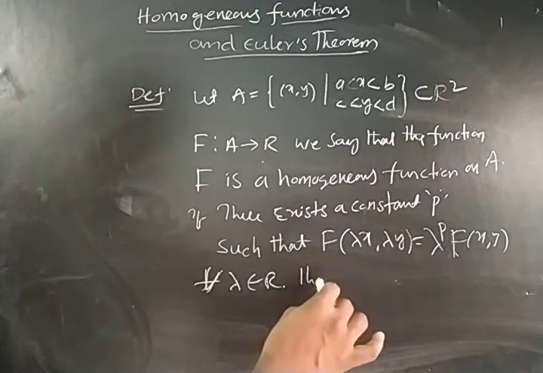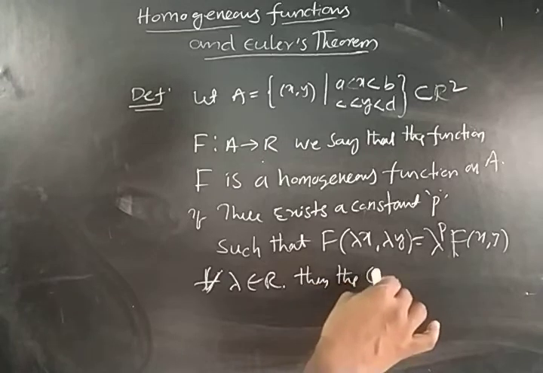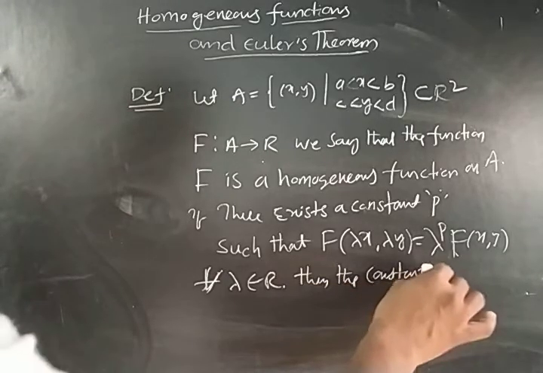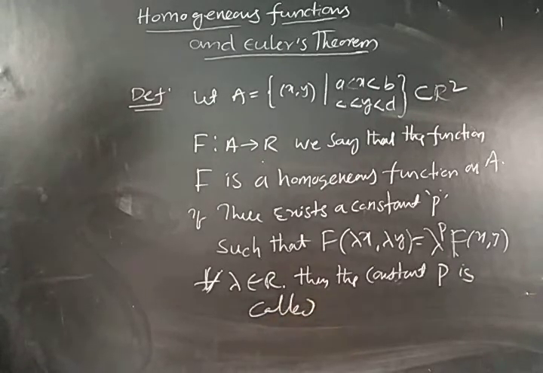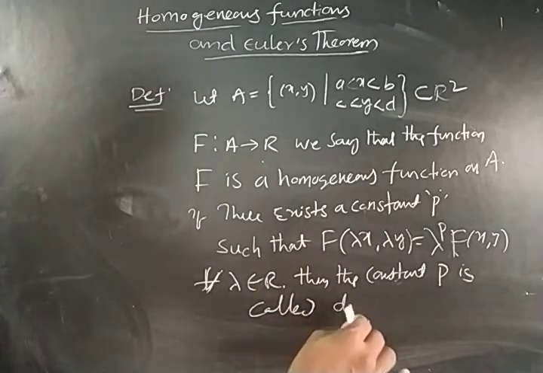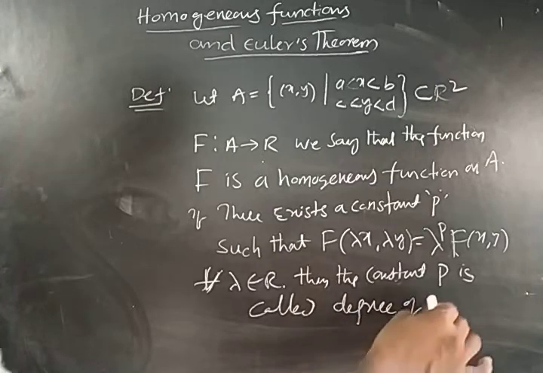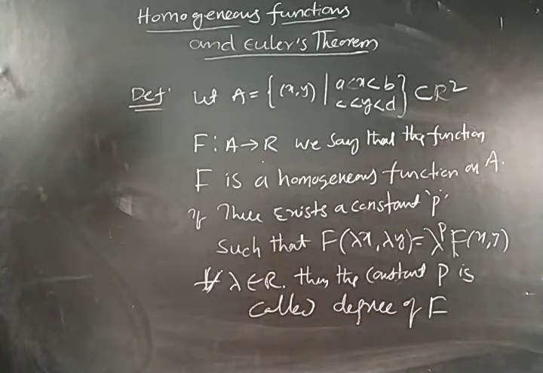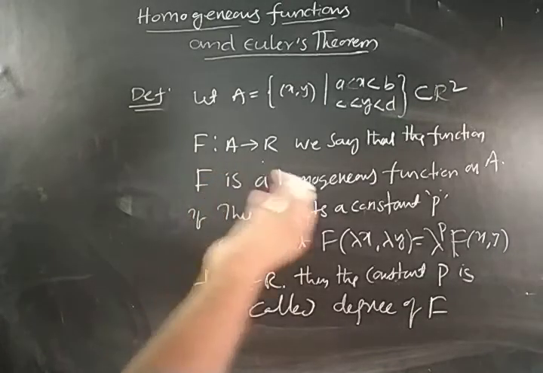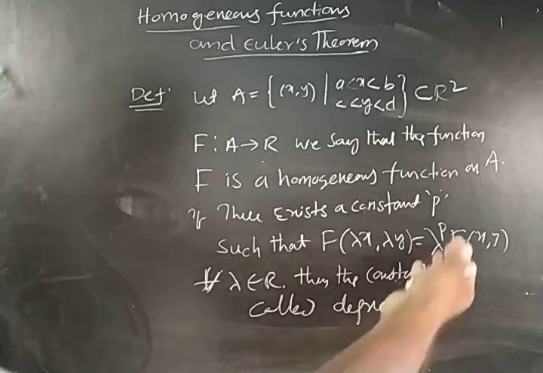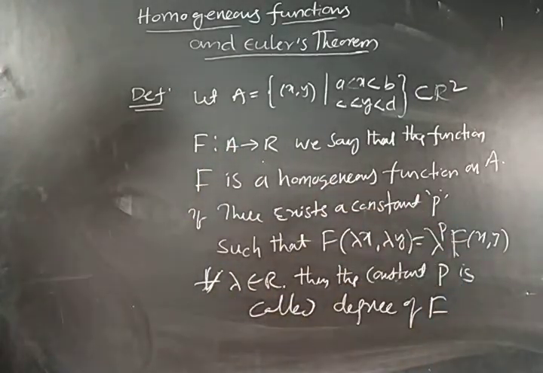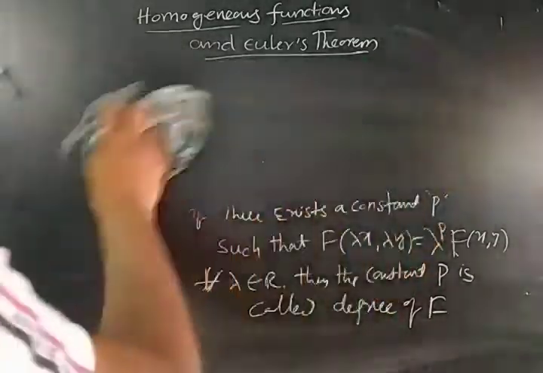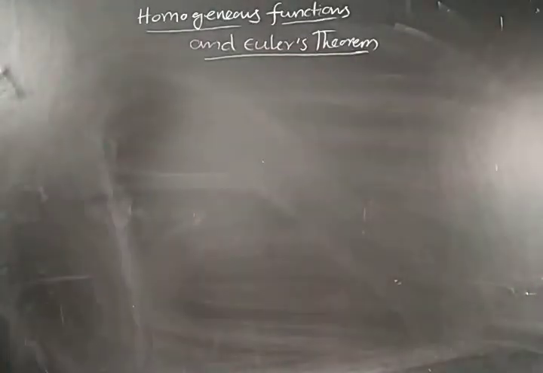Then the constant p is called the degree of f, and this function f is called a homogeneous function of degree p. So this is for a function in two variables. Suppose I take the same definition and apply it for a function in three variables.